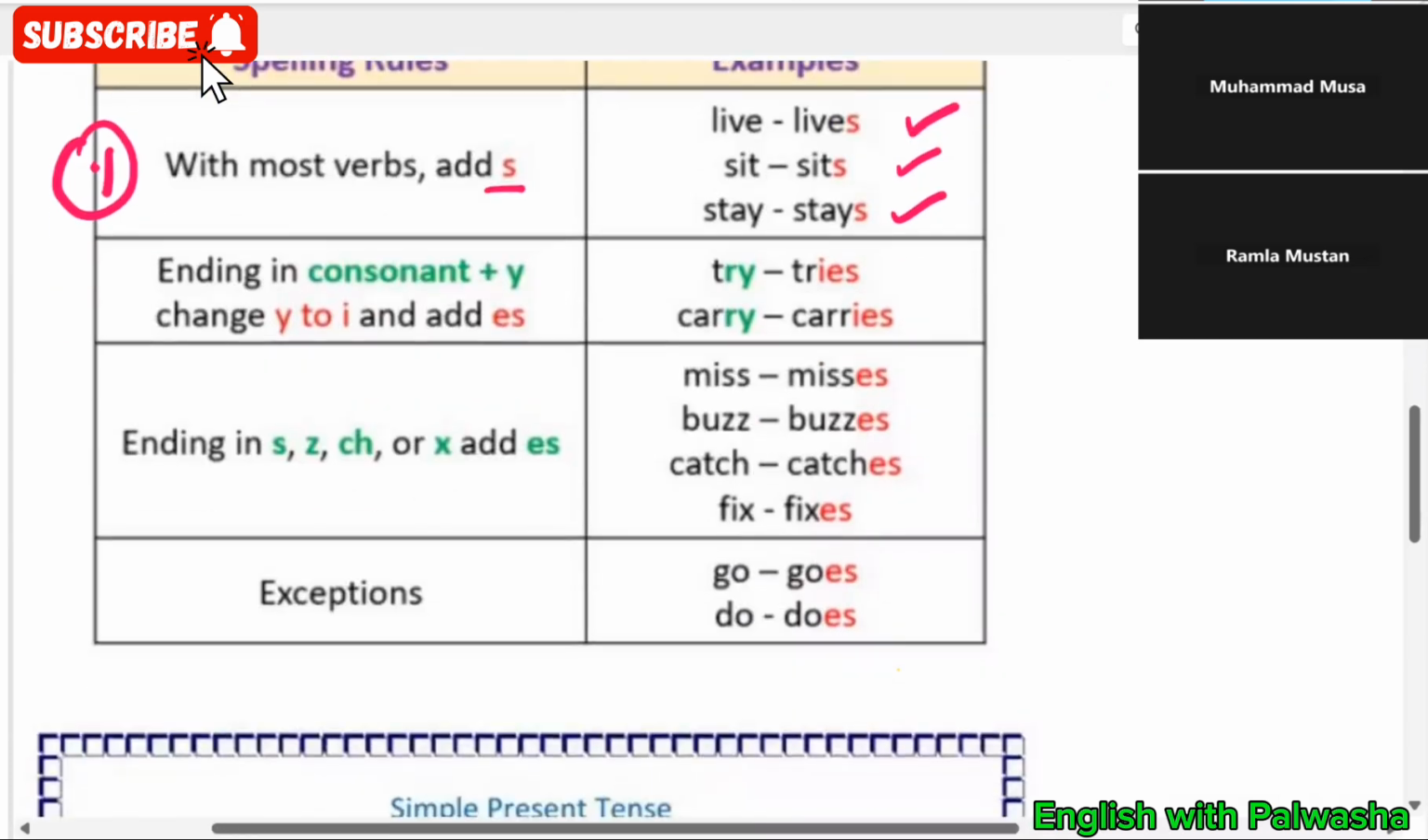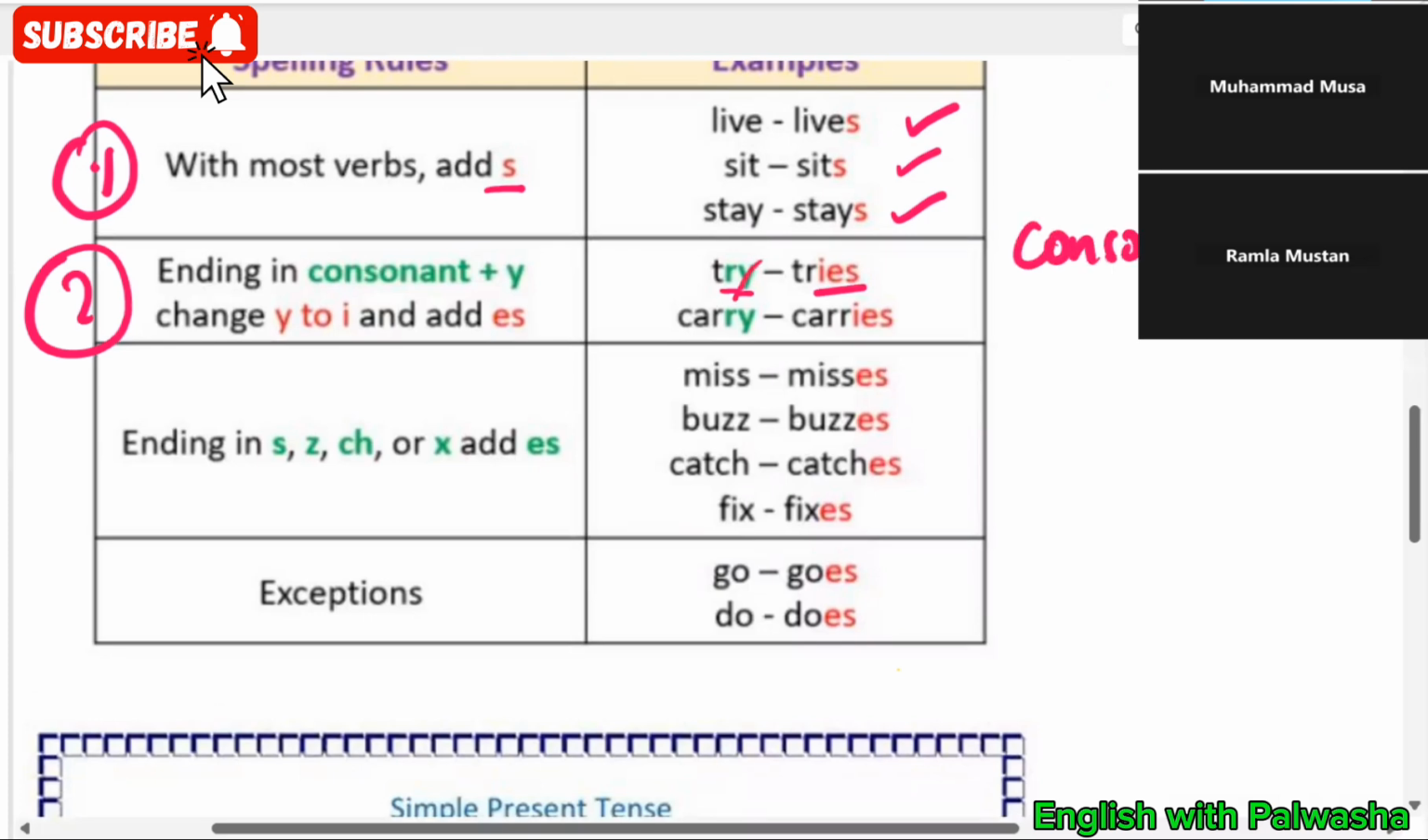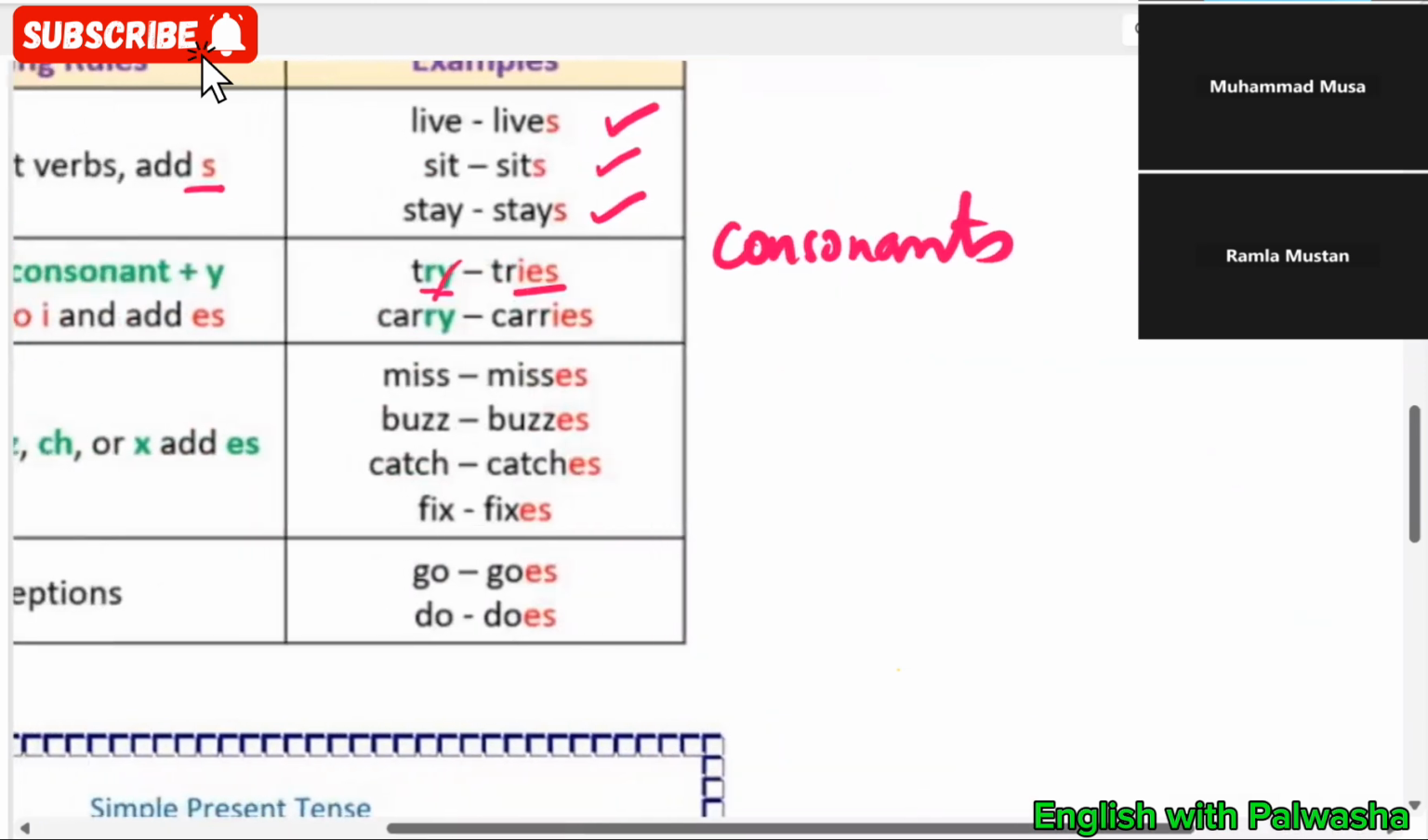But there is another second rule which we need to follow. For words ending in consonant plus y, consonant means that there is a consonant and then y. We need to use ies. We will be removing that y and adding ies. So what are the consonants?